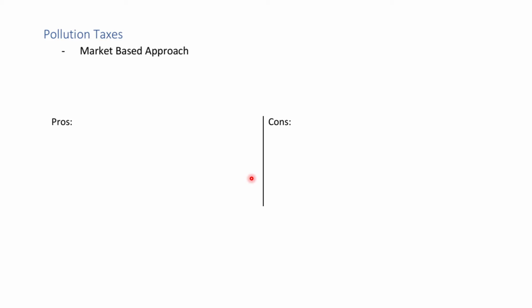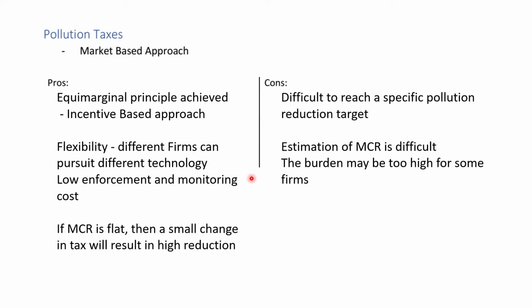All right, so pollution tax is a market-based approach. Let's talk about some pros and cons here. The pros: it is efficient. The equal marginal principle has been achieved. Now, the important part about the equal marginal principle is, how do we know that it has been achieved? If the pollution tax is at the proper level.